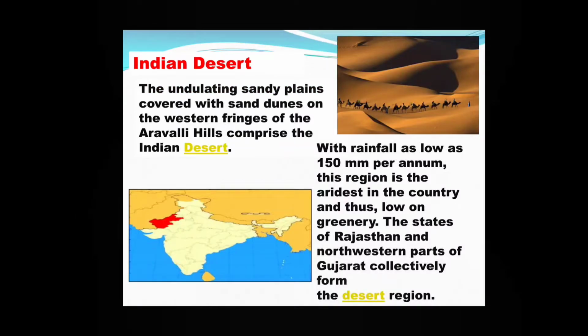The very interesting physical feature is the Indian desert. The undulating sand plains covered with sand dunes on the western fringe of the Aravalli Hills comprises the Indian desert, with rainfall as low as 150 mm per annum. This region is the driest in the country and thus low in greenery. As because there is no rainfall, there is no greenery. The state of Rajasthan and the northwestern part of Gujarat collectively form the desert region, and this desert region is known as the third desert.